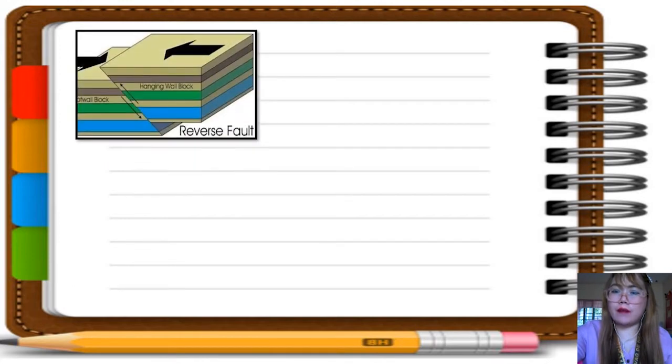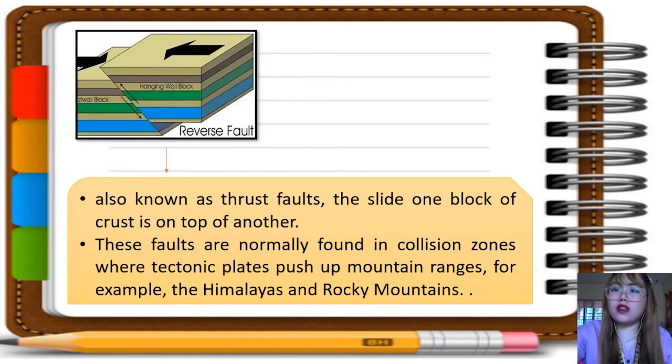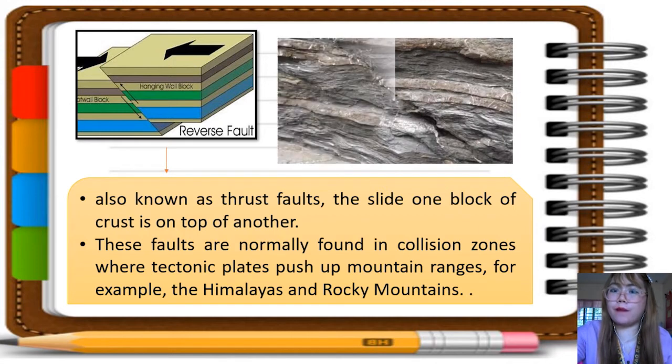Lastly, the thrust or reverse faults. How will you describe this kind of fault? Reverse faults are also known as crust faults. The slide of one block of crust is on top of another. These faults are normally found in collision zones where tectonic plates push up mountain ranges. For example, the Himalayas and the Rocky Mountains.